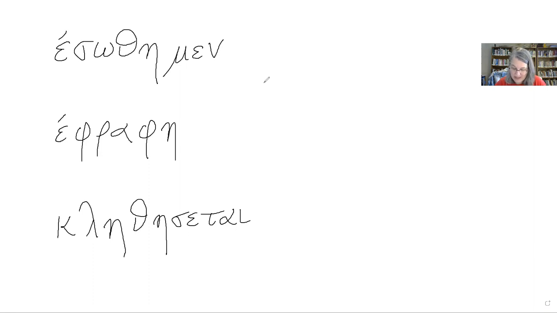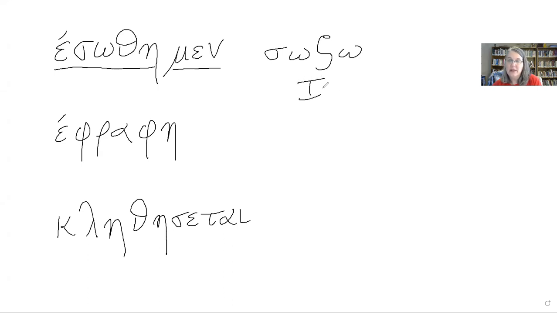But let's look at practice 15.5.3. We have esothemen. And so if we look at our list, and even if we don't, we might recognize the verb sozo here. And we see that the aorist passive is esothene, and here we have esothemen. So this is going to be the indicative aorist passive, and men is the first person plural ending.